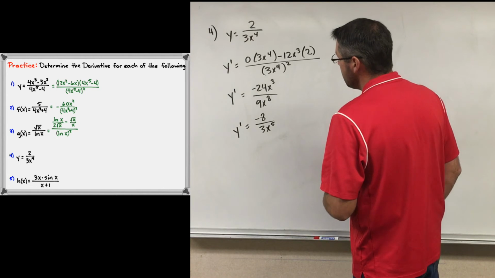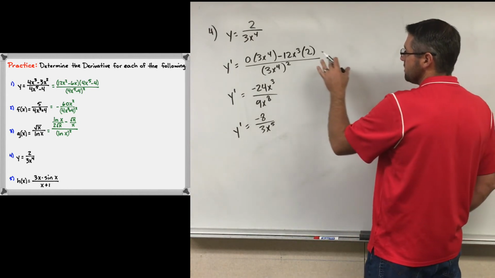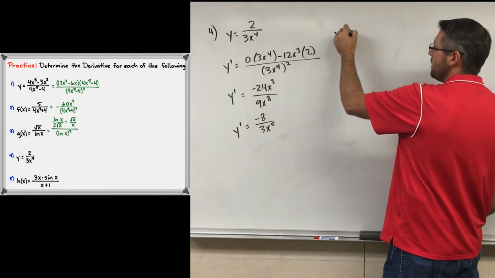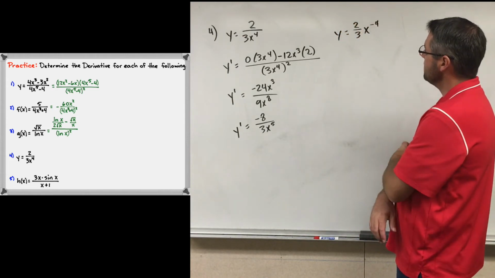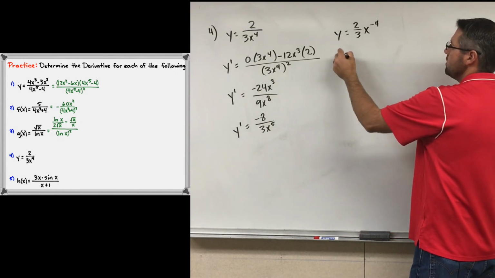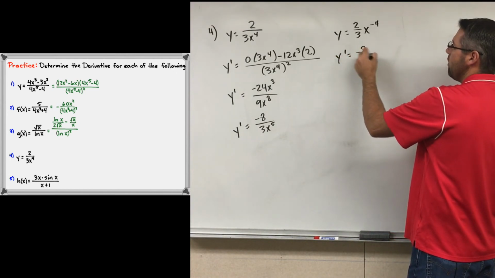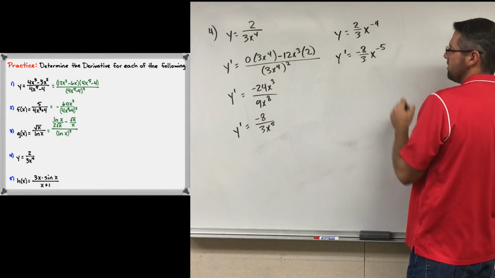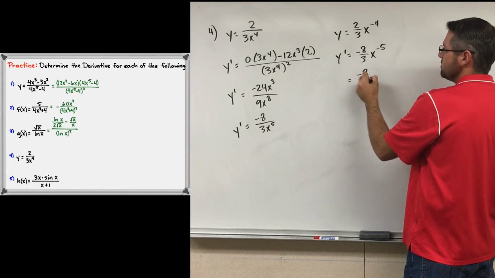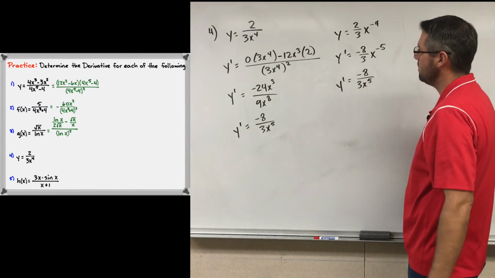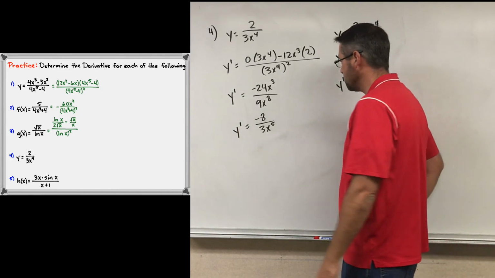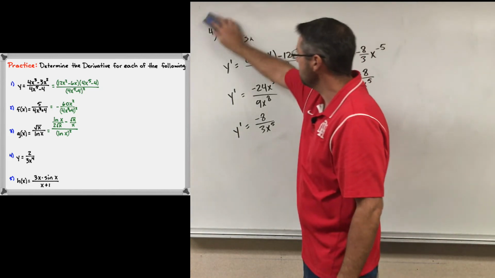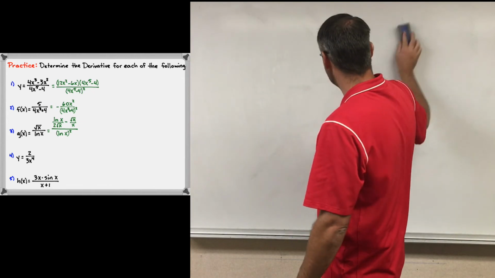So that's my derivative. If I wanted to, I could rewrite this so that the exponent's on top. So I could rewrite this as 2/3 x to the negative 4. I like this better because I can just use the power rule. So y prime equals negative 8 over 3 x to the negative 5th. And then rewrite that with a positive exponent, so negative 8 over 3x to the 5th. So you can see 2 different ways of doing it. Obviously, this one is way more efficient, but we're getting practice with quotient rules, so we want to be using that one. All right, and the last problem, number 5.